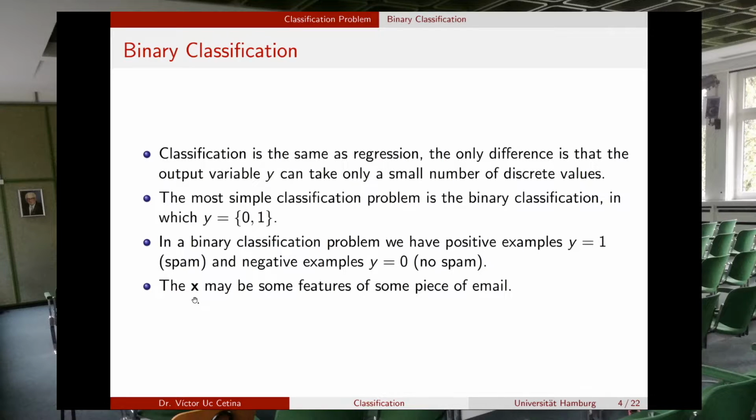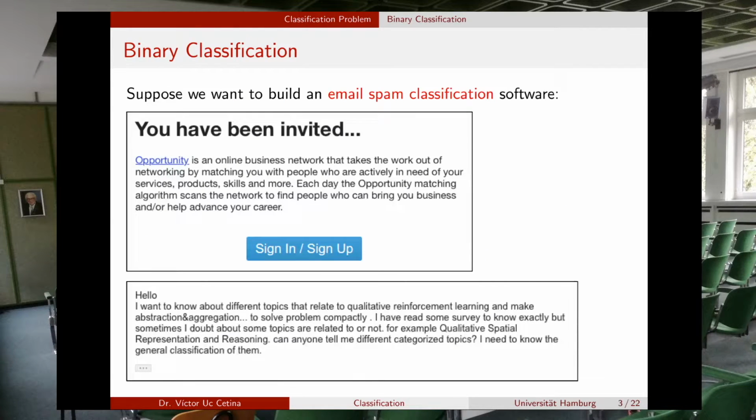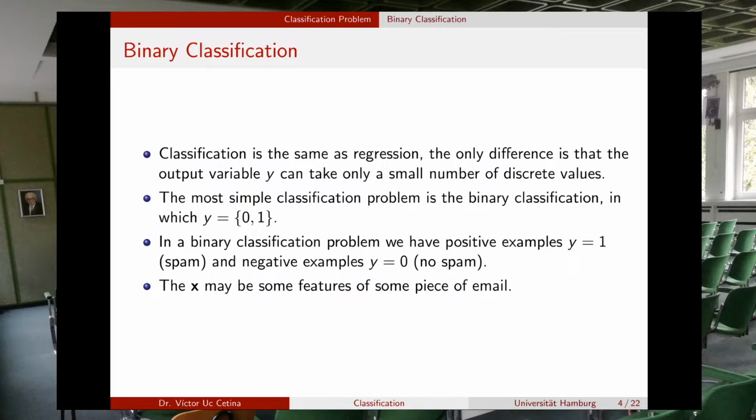And as we said before, the x, which is the input vector, may be some features of some piece of email. In our case, we said that maybe it could be whether the text contains the word invited, and whether the text contains the word opportunity. Okay, so for this example, our x is going to be those two variables where we have these two words.